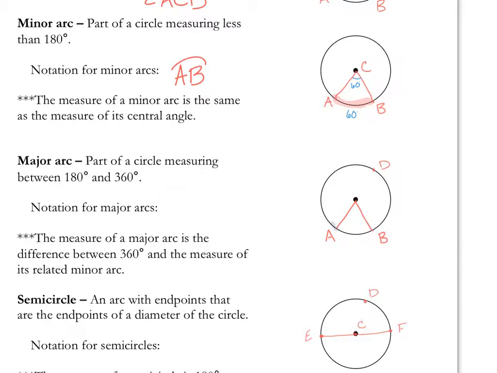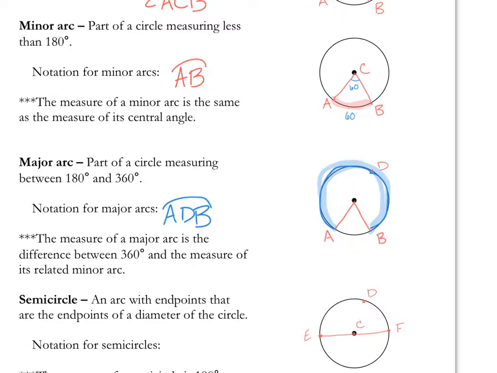Now major arc is between 180 and 360, so it's more than half the circle. So if I look, this would be my major arc. And you label it with three letters now. A, D, B, because I have to go to D to B, go all the way around the circle, and you put an arc above it. So it has to be 3 letters.